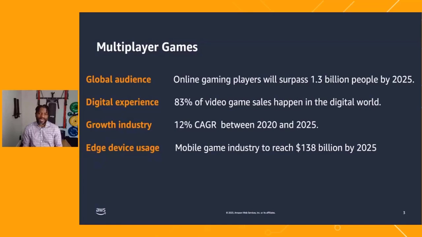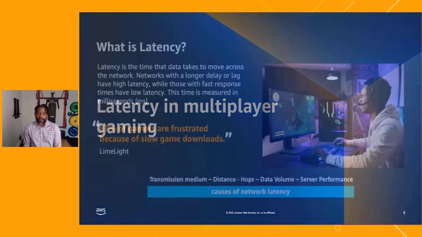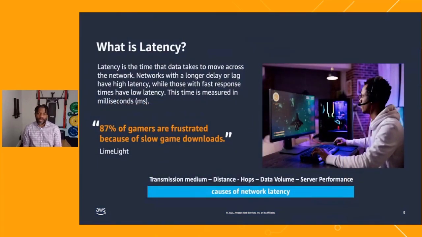One of the big problems, and it's a really difficult problem to solve with multiplayer games where players are distributed in different places across the globe, is latency. So we're going to talk a little bit about what latency is, why it's a problem, and some of the ways that we can solve the problems posed by latency. Latency is essentially the length of time it takes for data to move across a network. And this is typically measured in milliseconds.